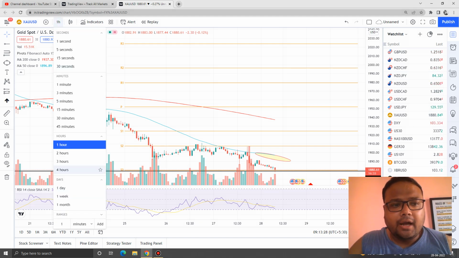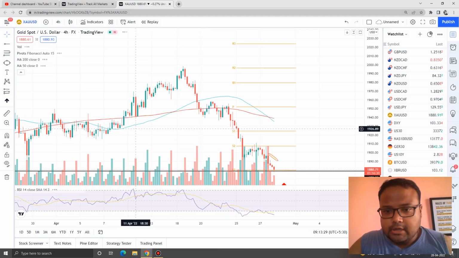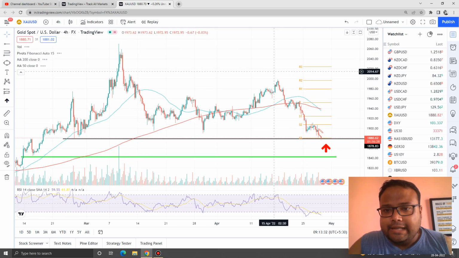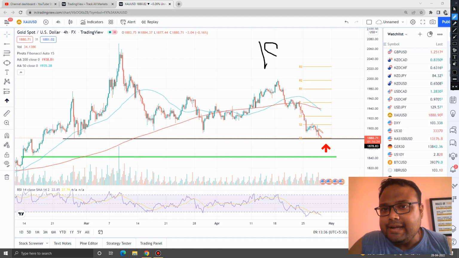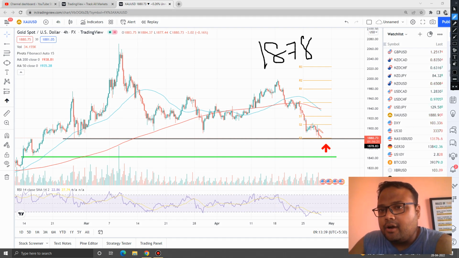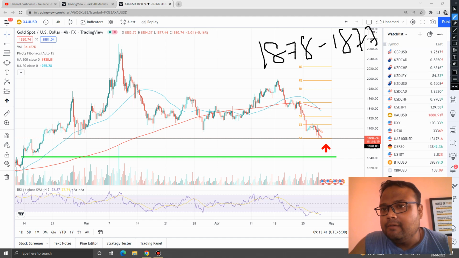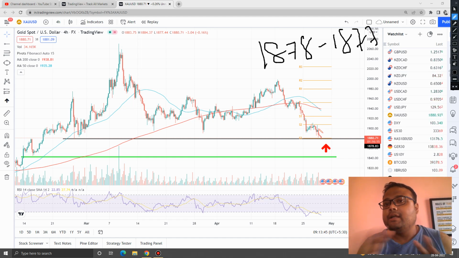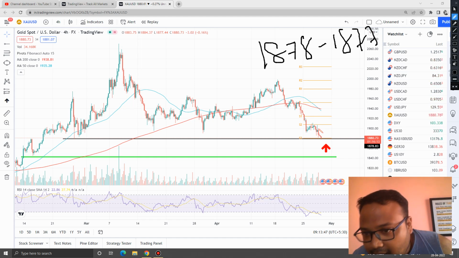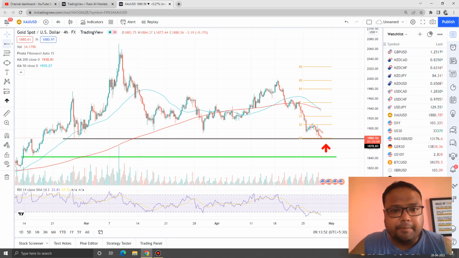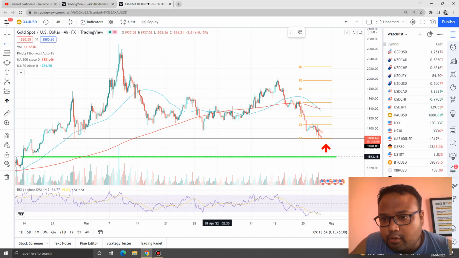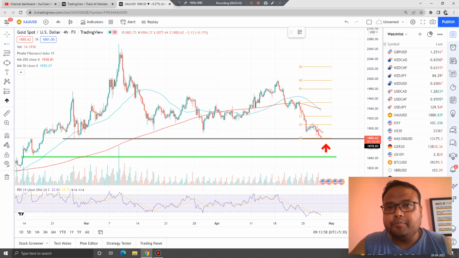If I take you to the higher time frame, then you can see that if the market breaks the level of 1878 or 1877, then we do not have any support on the market. We do not have any support zone. Then the market will come straight down to the support zone around, let me tell you the figure, 1844 to 1840.